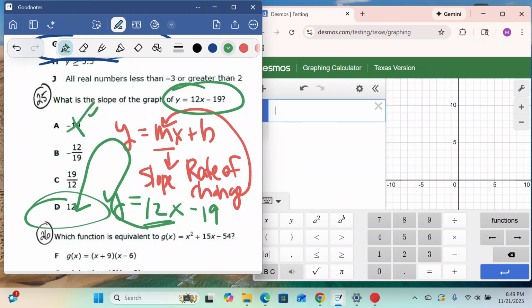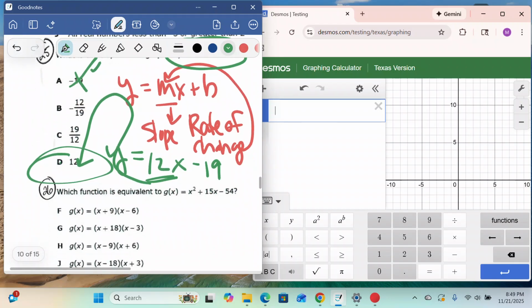So this one would be wrong. They try to trick you with negative 12/19ths and 19/12ths. They just put those two numbers into a fraction and box them up for you. But once again, it is already in y equals mx plus b format.